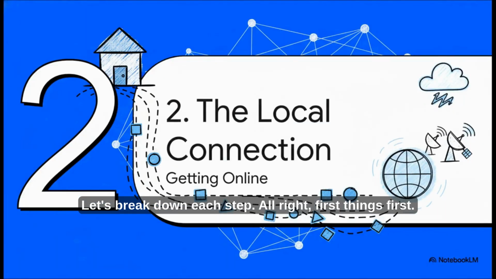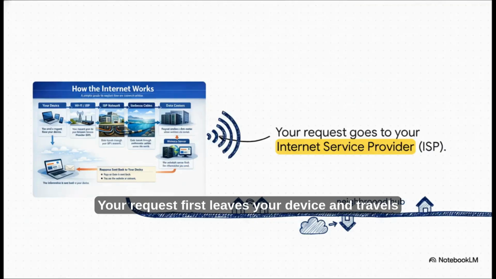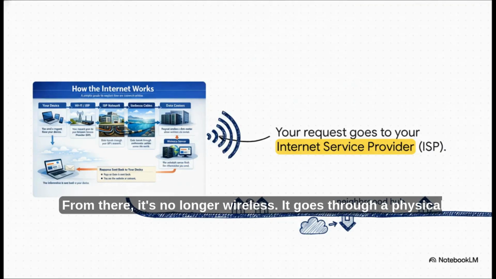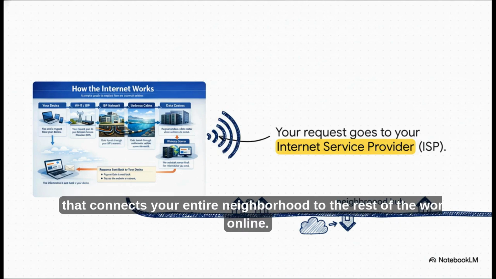All right, first things first, how does our little data packet even get out of the house? Well, this first leg of the journey is all about connecting your personal device to the huge global network of the internet. Your request first leaves your device and travels wirelessly to your Wi-Fi router. From there, it's no longer wireless. It goes through a physical cable to your internet service provider, or ISP. You can think of the ISP as the local hub, kind of like the post office, that connects your entire neighborhood to the rest of the world online.